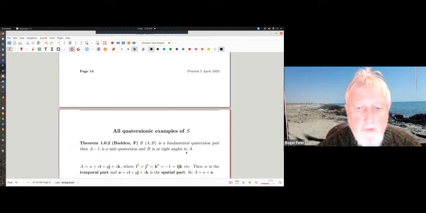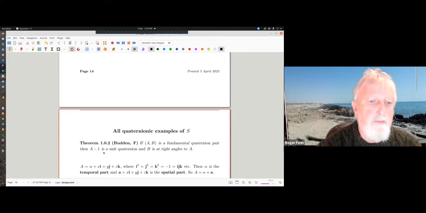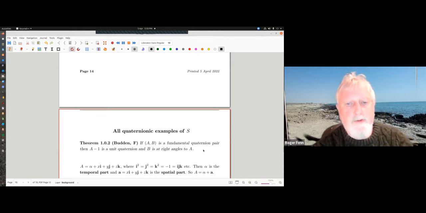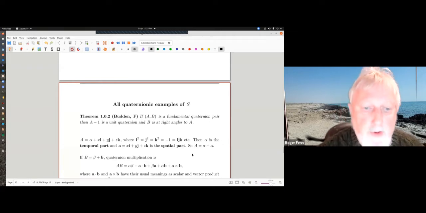So Steve and I managed to show that if A and B is a fundamental quaternion pair, then A minus 1 is a unit quaternion and B is at right angles to A. To say that A minus 1 is a unit quaternion means that A lies on the 3-sphere center 1 and radius 1. So you get loads and loads of examples from this, and all you've got to do is make sure that B is at right angles to A. And now, how do you do this? Well, you do a bit of quaternion multiplication.